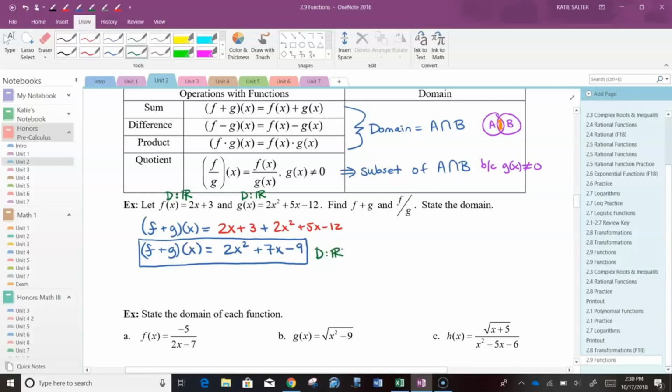All right, so let's do the division one. For this one, we have f divided by g of x. In the numerator, we have 2x plus 3. In the denominator, we have 2x squared plus 5x minus 12. If we were able to factor the numerator and denominator and have a common factor in the numerator and denominator, we should reduce it. So you may want to real quickly just check.